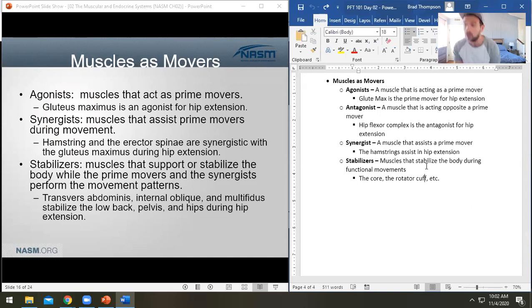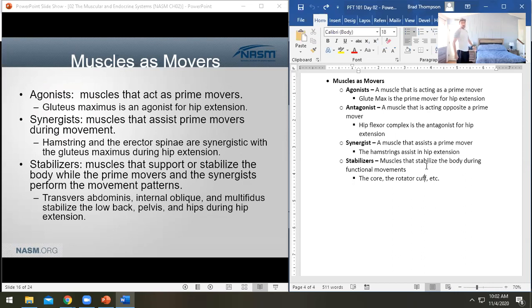Let's use a different example. Let's say I was doing like a push-up, right? Like I'm doing push-ups here. If I'm doing that, my prime mover is my pectoralis major, right? My synergists are my deltoid and my triceps. They're there to help, right? And my antagonists are things like my rhomboids, a little bit of my lats, and my middle trapezius, my upper back, right?